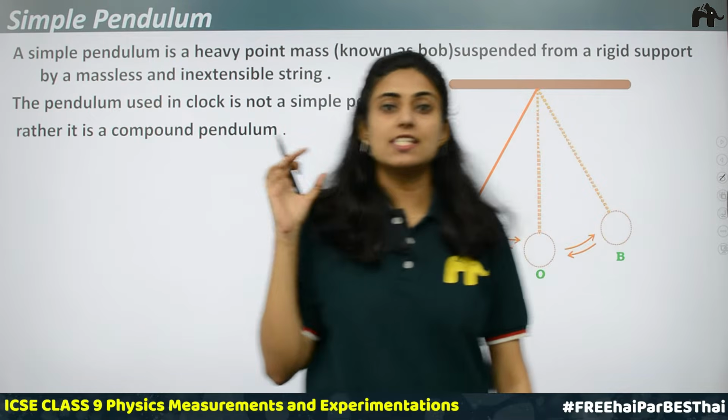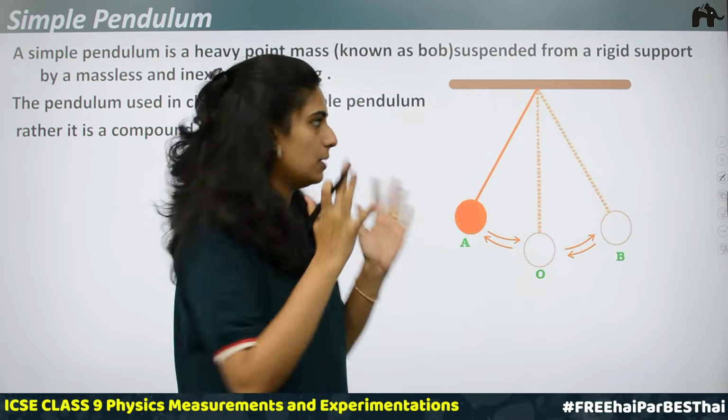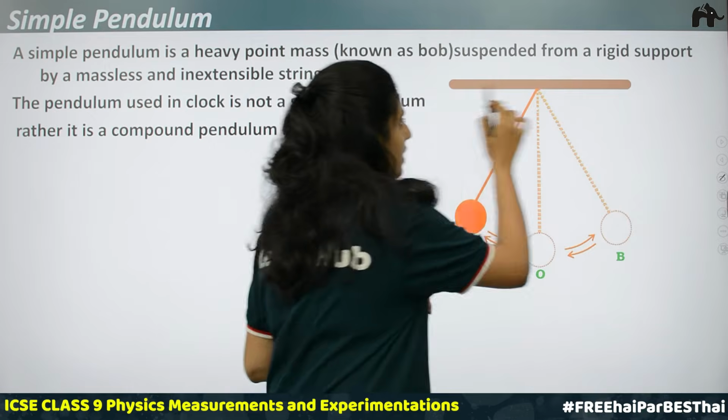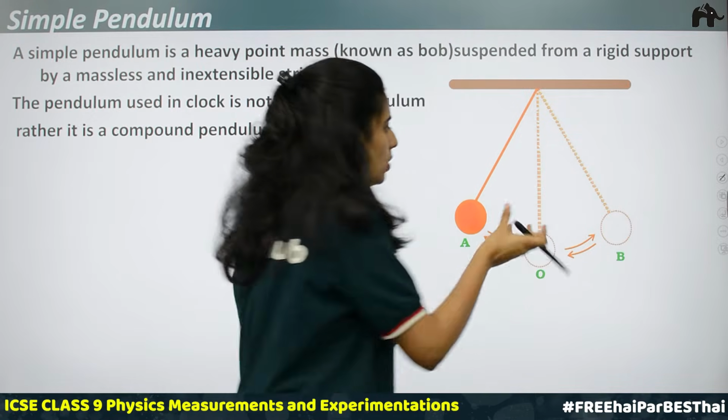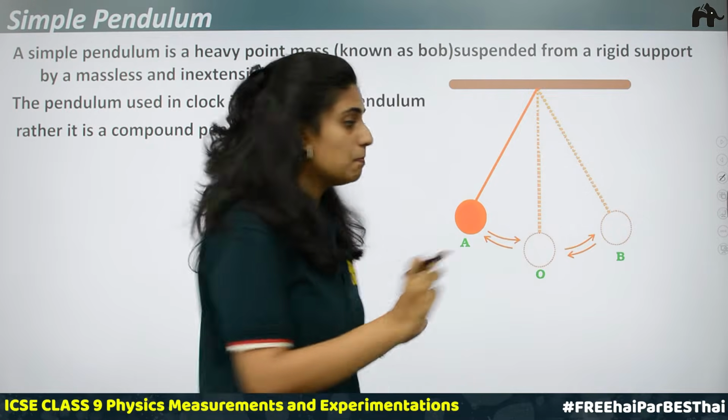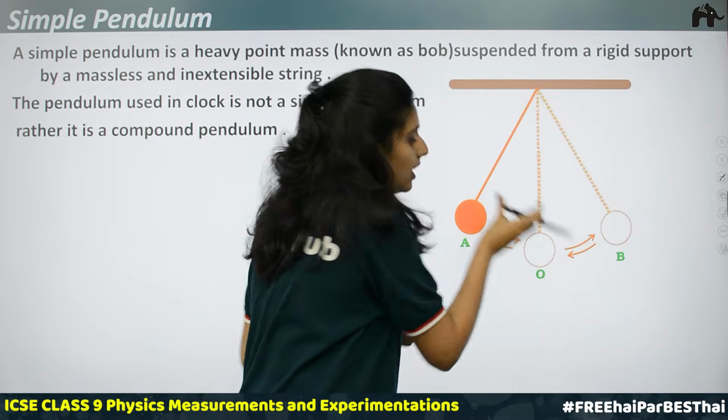First topic to discuss is simple pendulum. What is a simple pendulum? In case of a simple pendulum, you will be having a rigid support, and using a string, a mass, any mass, a ball will be suspended. This mass which is suspended is called a bob.